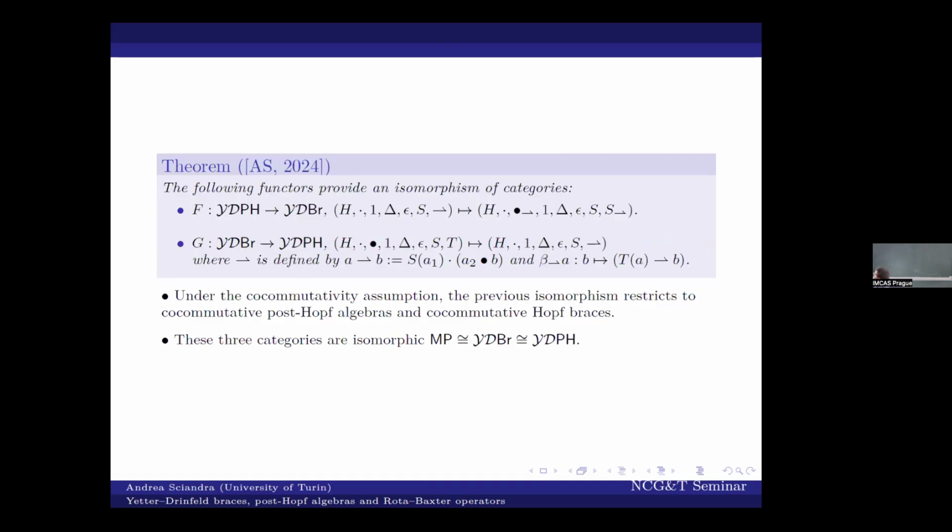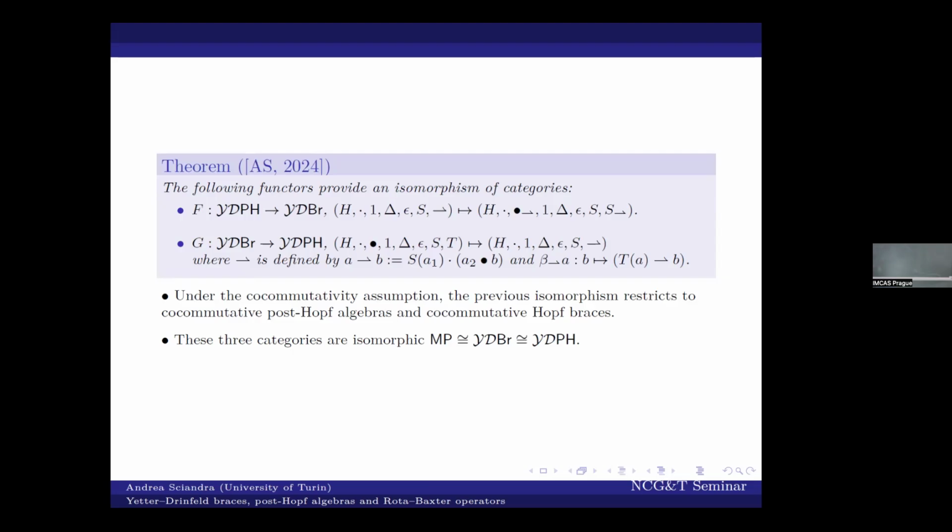Okay, and now these categories are in fact isomorphic. When you start with a Drinfeld post-Hopf and you define the subjacent Hopf algebra, so this H bullet, with this new harpoon and this new antipode, this datum here is a Drinfeld brace. In fact, you can see that the second structure is a standard Hopf algebra. The first one is a Hopf algebra in the category of Drinfeld modules over the second one. While if you start with a Drinfeld brace, you just keep the first structure and you define a harpoon in this way here.